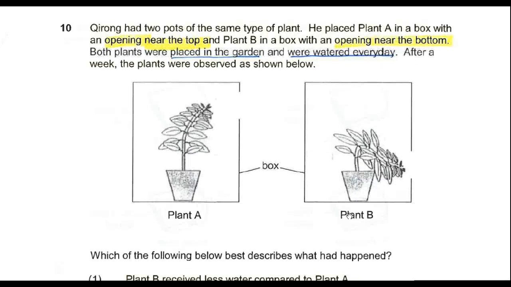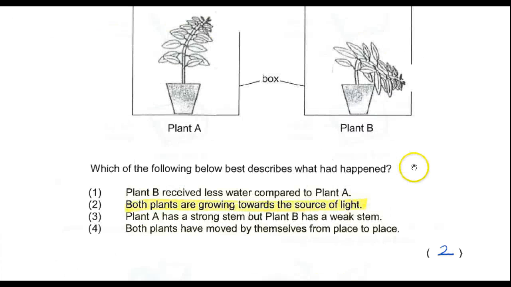Next, these two plants are growing towards the hole to get light. Okay, right? So the answer is 2. Both plants are growing towards the source of light.